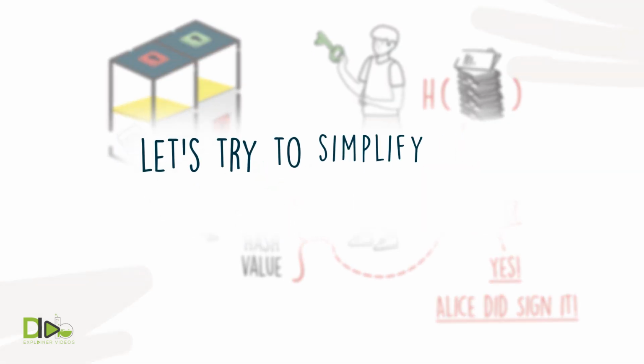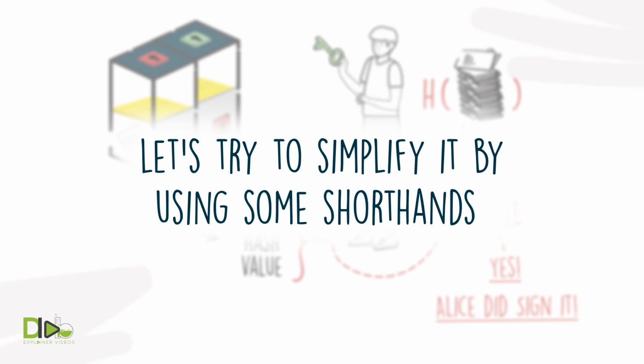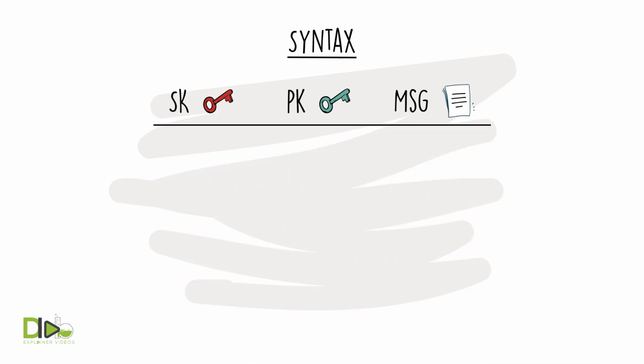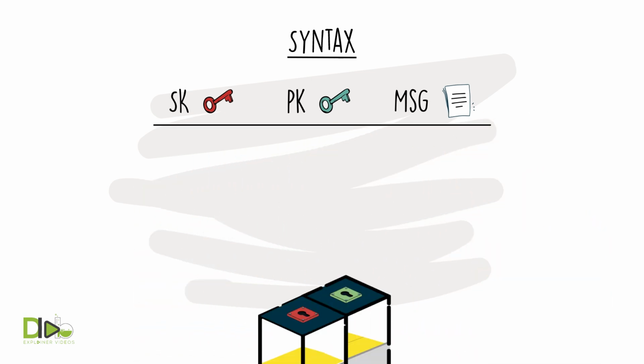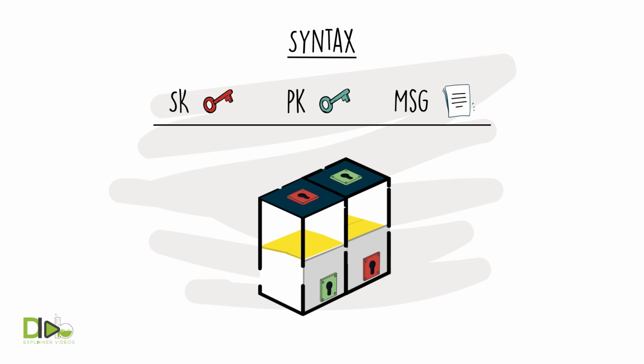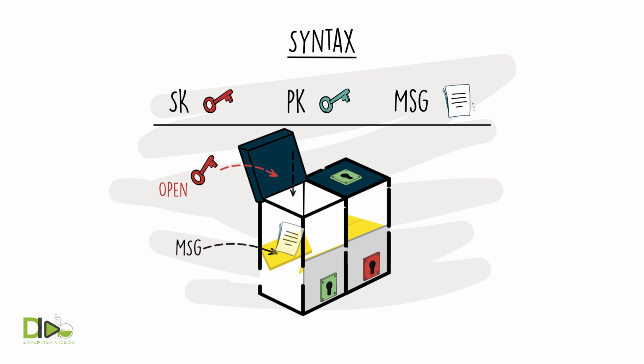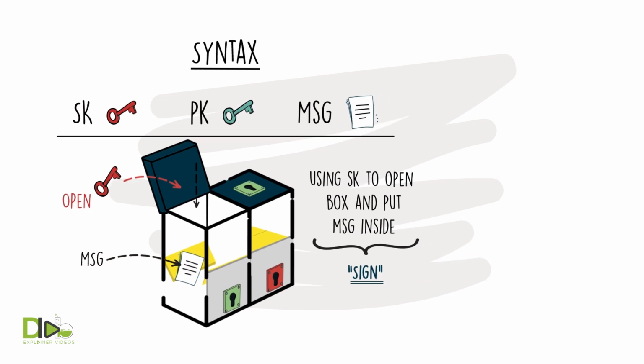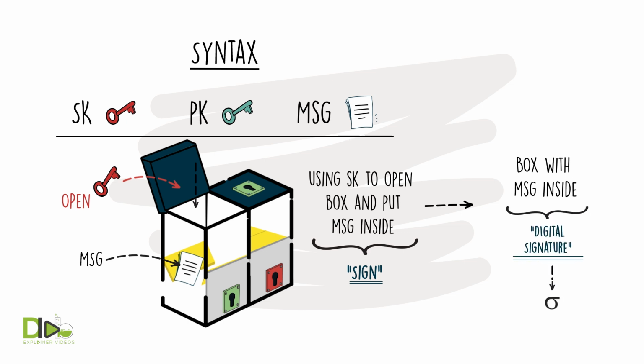It's a bit cumbersome to have to do all these drawings all the time, so let's try to simplify it by using some shorthands. We will call secret key SK and public key PK. The message that's being signed or transmitted is shortened as MSG. In the special one-way box analogy, the action of unlocking the special box using a secret key and then placing the message inside is called signing. The special box containing the message is referred to as the digital signature.